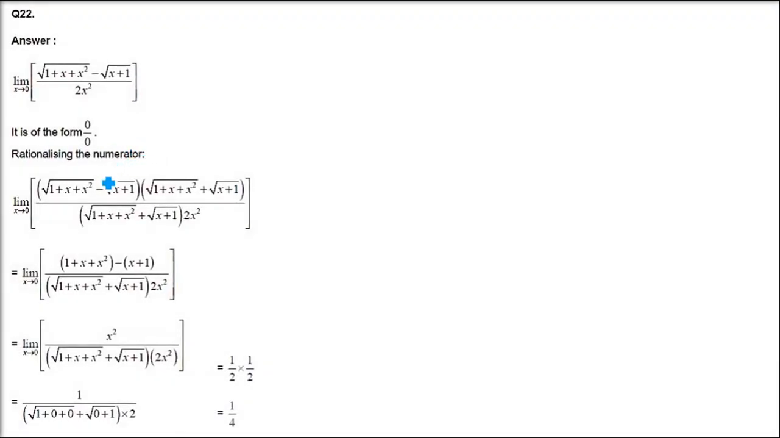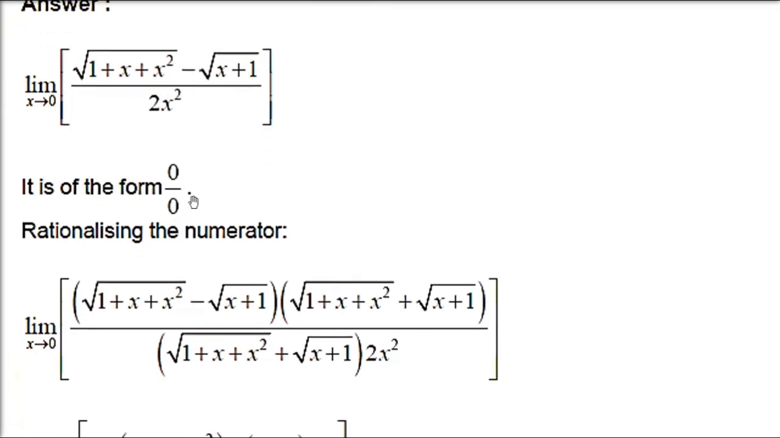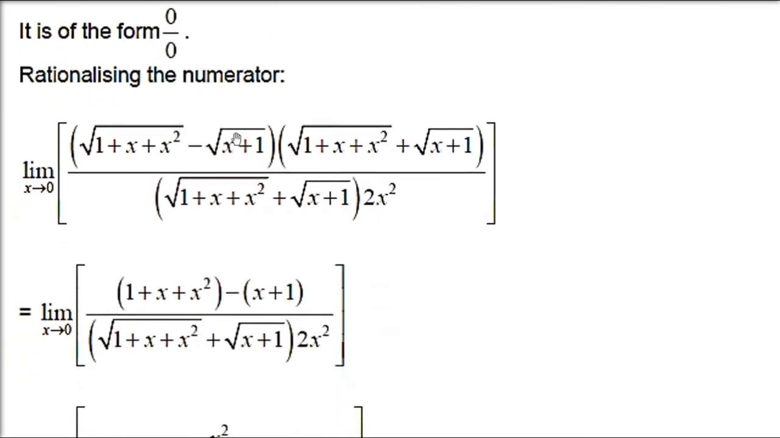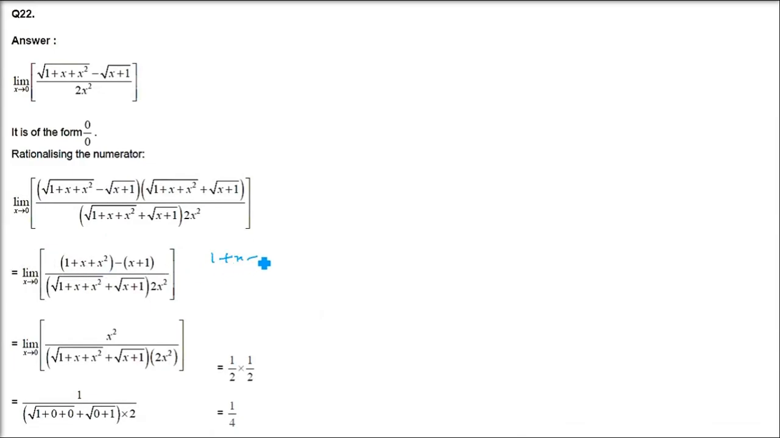Question number 22. So we have x tends to 0, under root 1 plus x square minus under root x plus 1 by 2x square. So it's 0 by 0. Whenever we put x as 0, here 0 by 0. So just multiply by the RF, rationalization factor. So in the numerator you'll get 1 plus x square minus x plus 1. So I'm just doing it so that I can show you what gets cancelled. This gets cancelled, only x square will be there. In the denominator you have 2x square, x square gets cancelled.